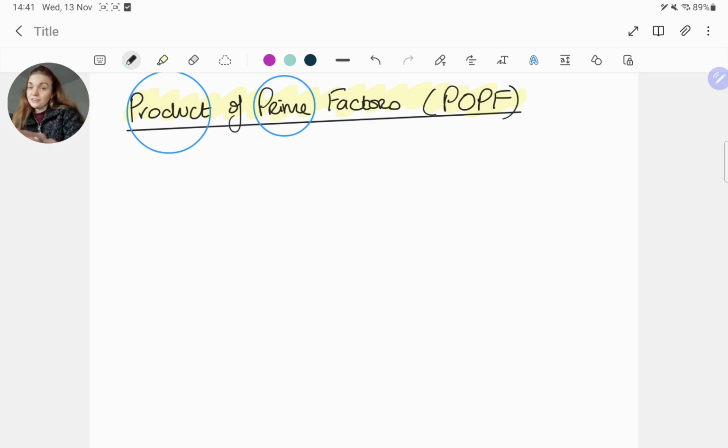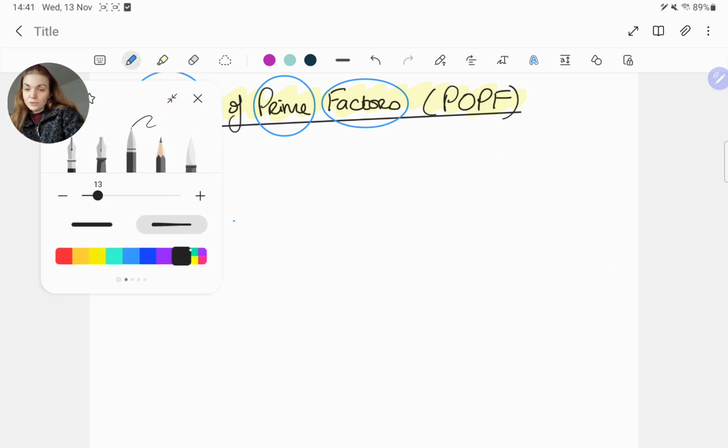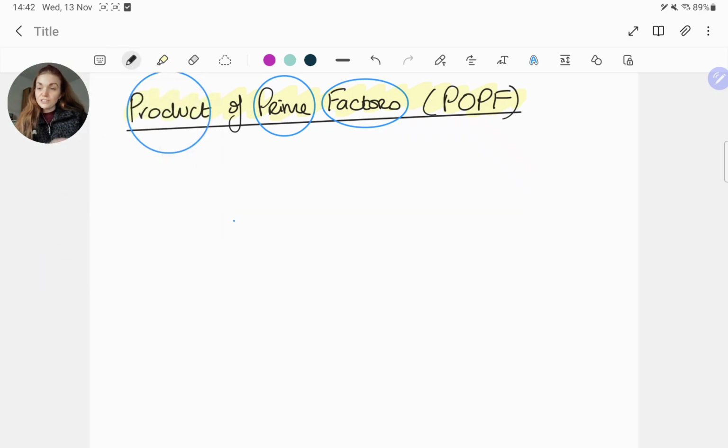Factors is another definition. So what's a factor? I've done a video on factors also, if you want to check that out. Factors fit into other numbers, so we're looking at the numbers that go into another number without a remainder. So product means multiply, prime is a number only divisible by itself and 1, and factors are numbers that divide evenly into other numbers without a remainder. So three words there that are very much of importance.